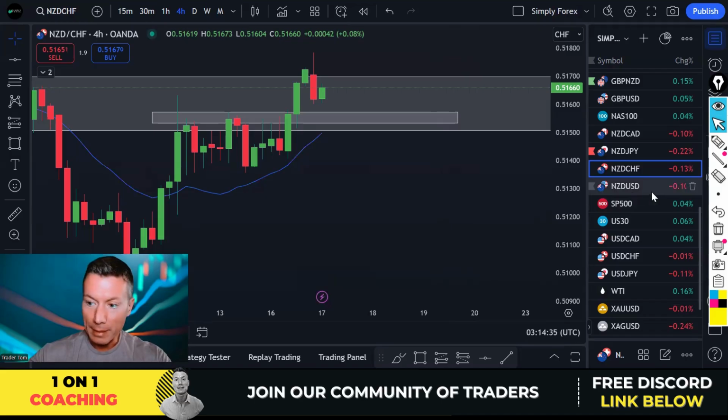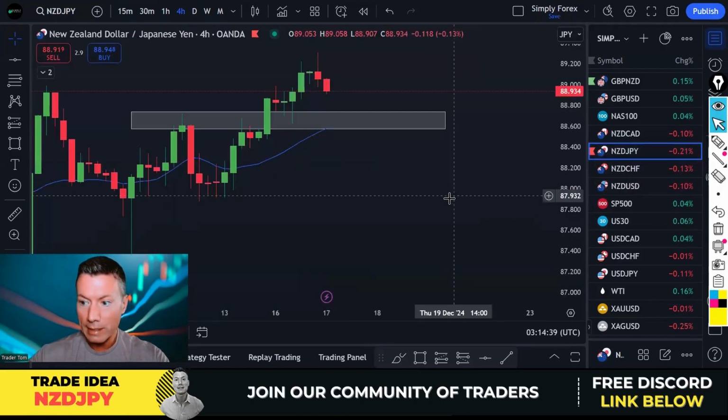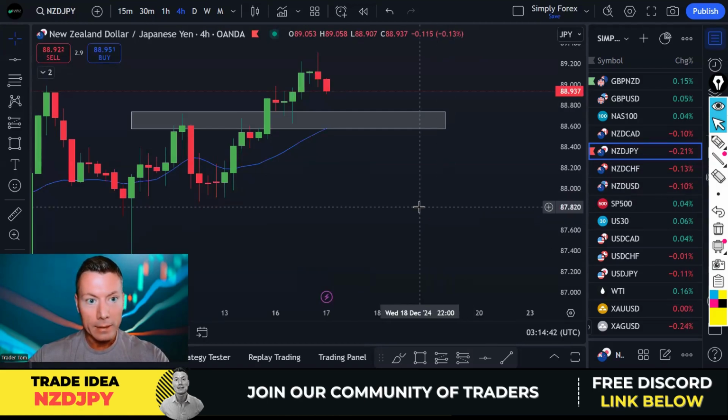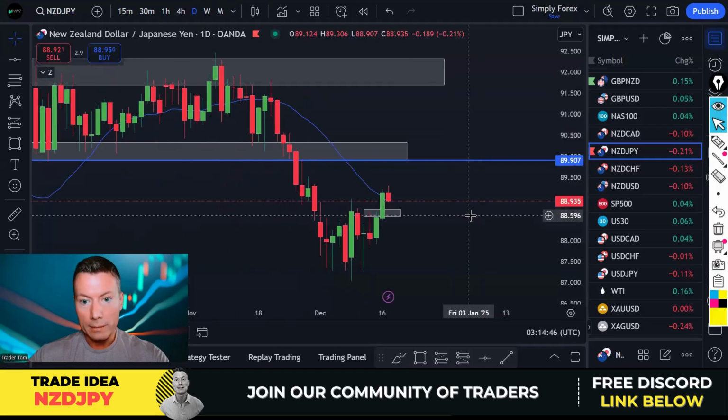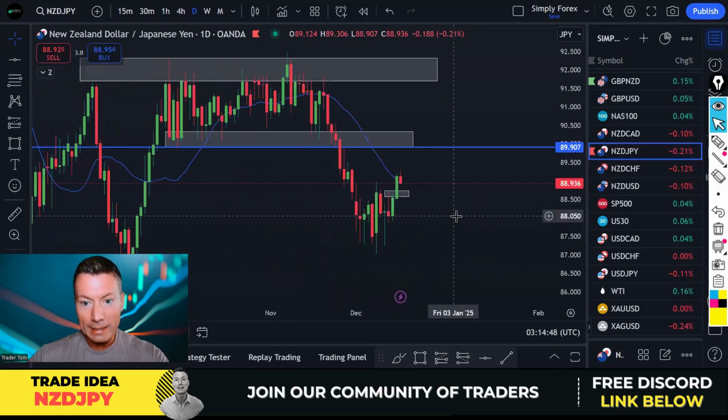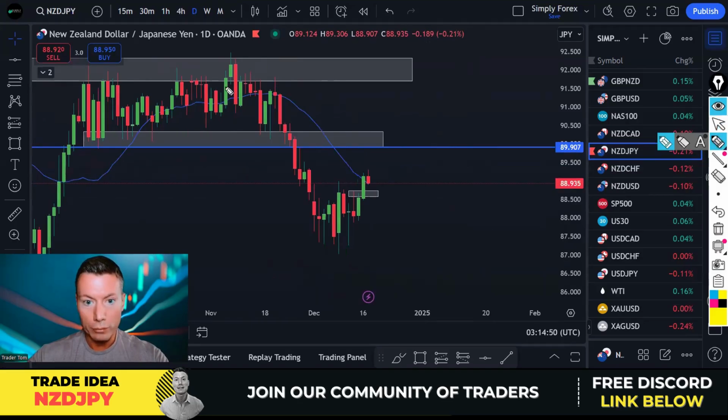Right, let's look at yen pairs. While we're here, let's look at New Zealand yen. We've just looked at New Zealand Swiss franc. Let's look at New Zealand yen. And again, let's start with the daily chart. And we have just had a fresh structure break, right?